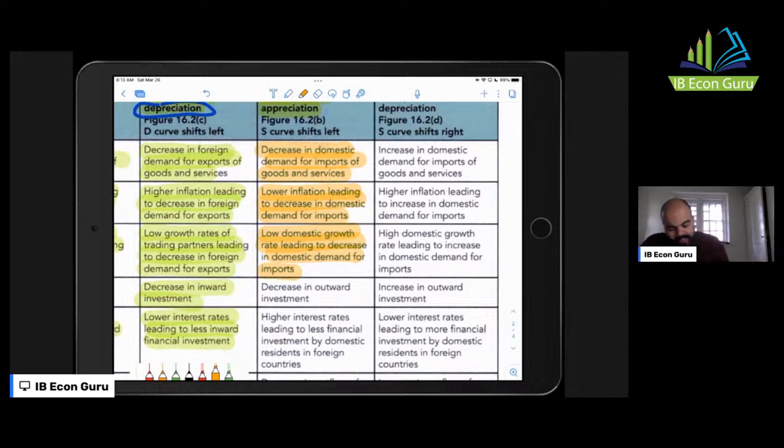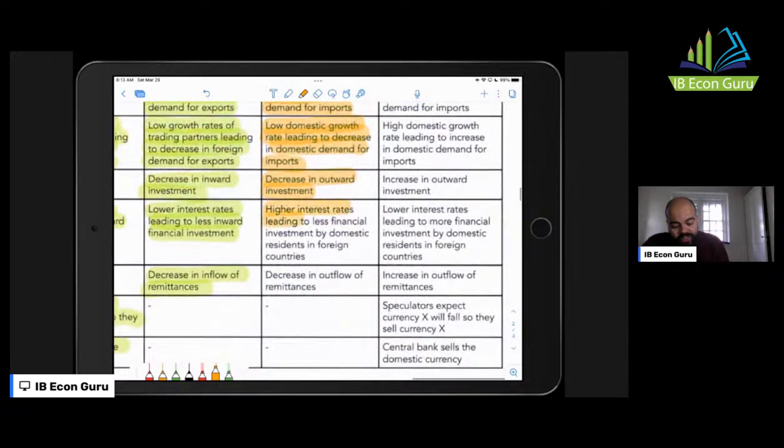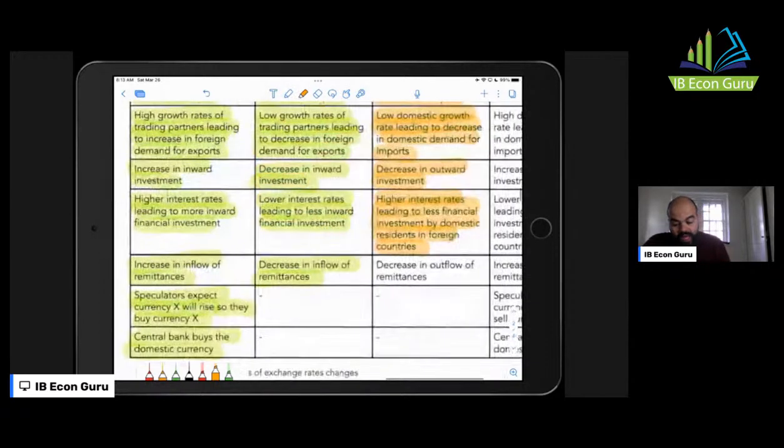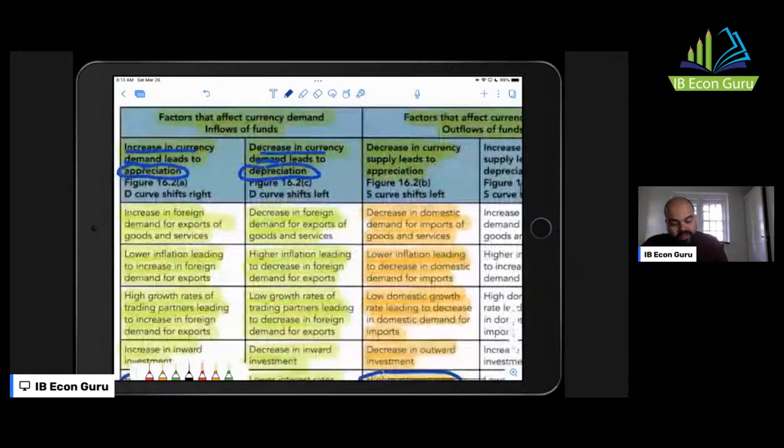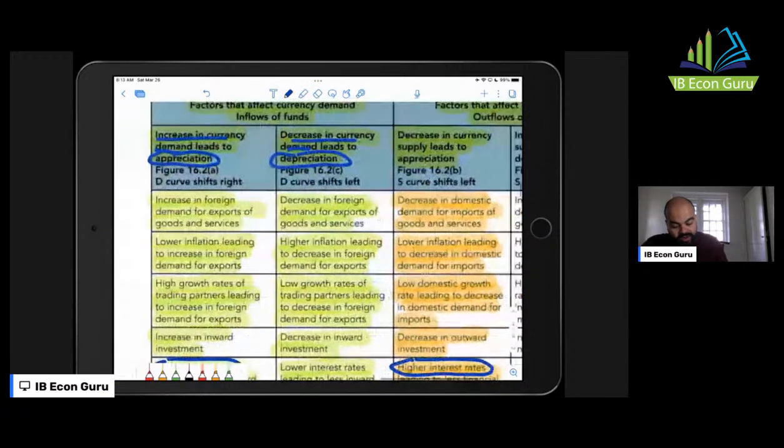Maybe there's a decrease in outward investment. Maybe Americans are just not investing outside the US as much for whatever reason. Maybe there's higher interest rates in American banks, which leads to less financial investment by domestic residents in foreign countries. Remember, higher interest rates could lead to a decrease in currency supply and an increase in currency demand.